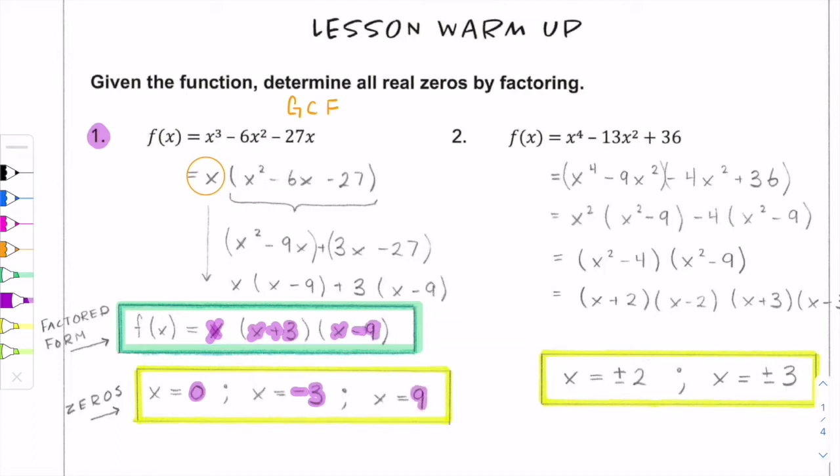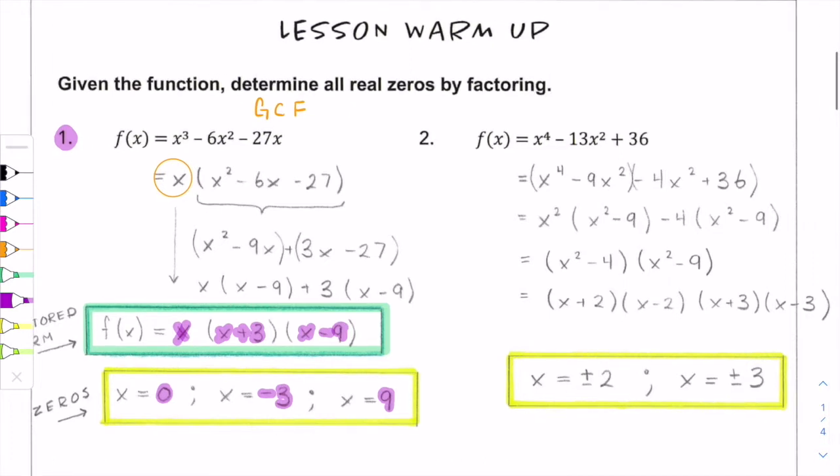equals 9. Okay, take a moment and complete these 2 factoring problems. Make sure you get the same answer as me, especially on number 2. And we'll go over the remaining set of notes in just a moment.